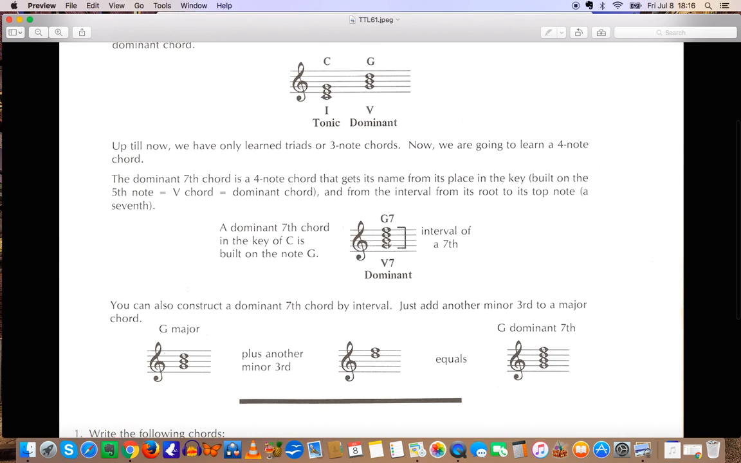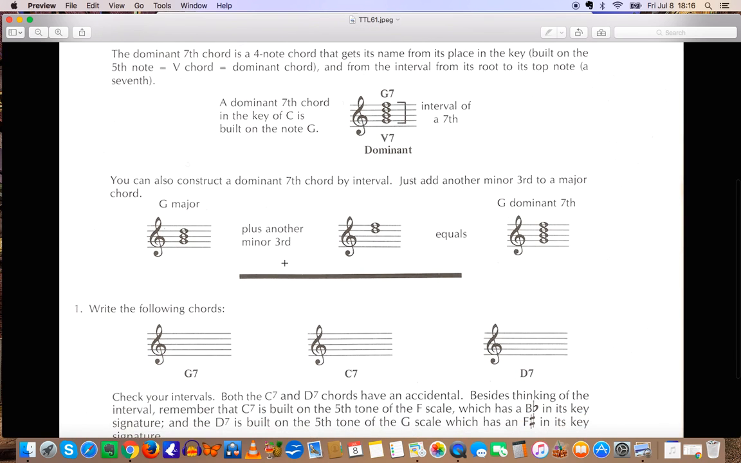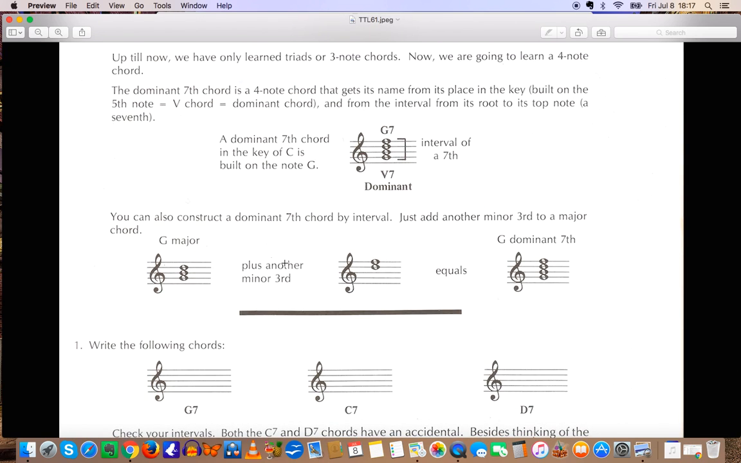When you have 4 stacked thirds in a chord, it's called a 7th chord. It also gets its name because we have the 1, the 3, the 5, and the 7th of the chord. But you should know all these things because you've done the previous lessons, right?